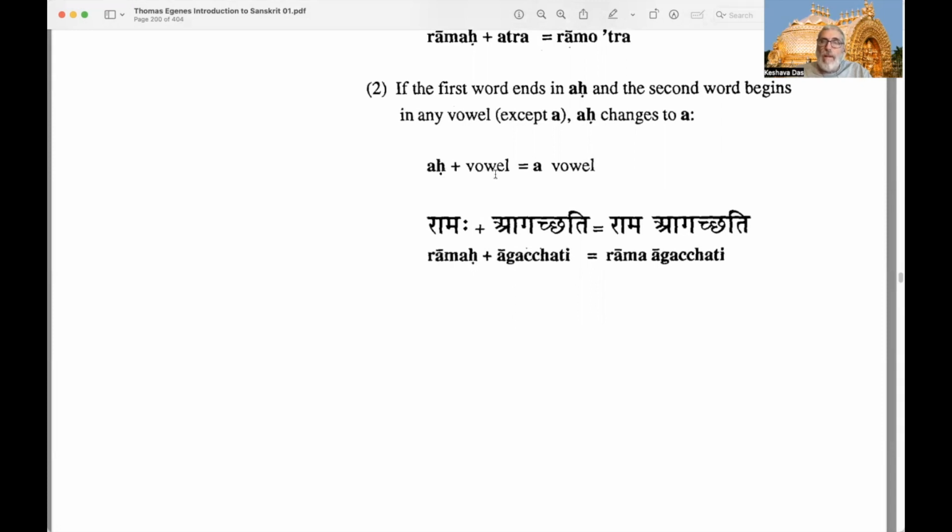But it's not a short a. You should have written here: any vowel except for a short a. Then the short a Visarga becomes a short a, which means we just drop out the Visarga, and then this vowel stays the same. And then we keep a space in between these two words in Devanagari also, right? Let's have a look at an example.